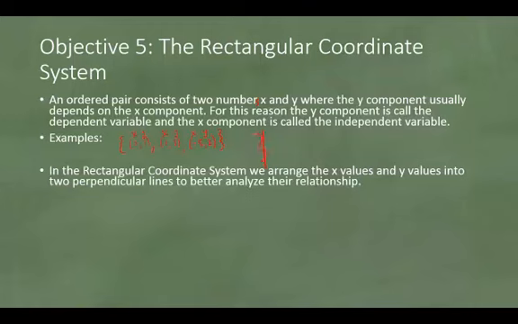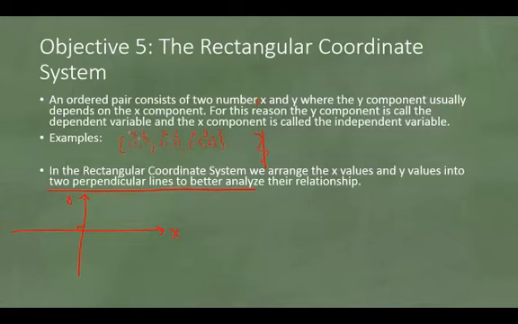In the rectangular coordinate system, we arrange the x values and y values into two perpendicular lines. So let's draw one line and then draw another line that are perpendicular. In other words, they intersect at a right angle. The one that's horizontal is called the x-axis. That's where you put our x values. And the one that's vertical is called the y-axis. That's where you put our y values.